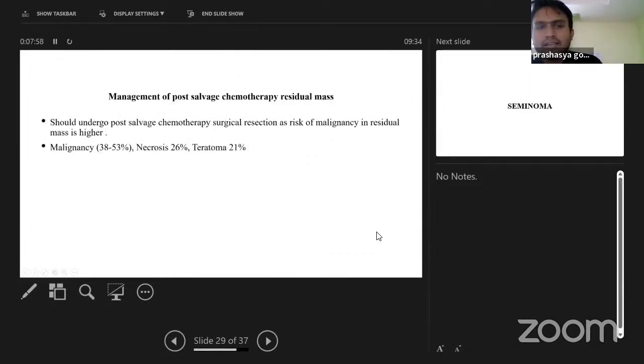Then there is another category of patients who still have a residual mass even after salvage chemotherapy. These patients should undergo surgical resection as far as possible, because the incidence of malignancy in such masses is very high, 38 to 53%. The incidence of teratoma is 21%, and necrosis is found in only 26% of such patients.